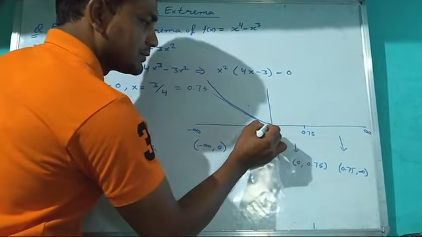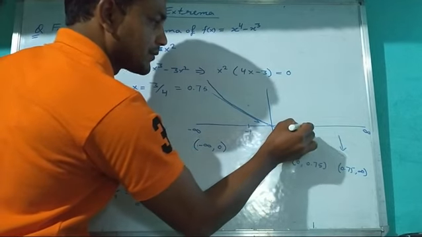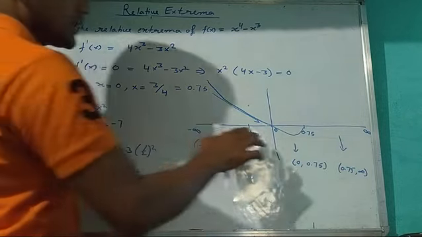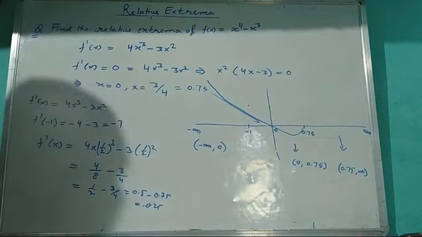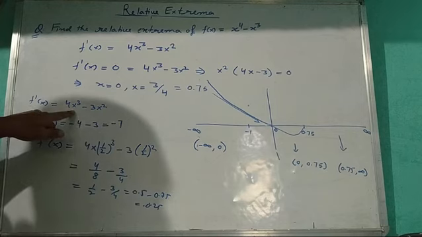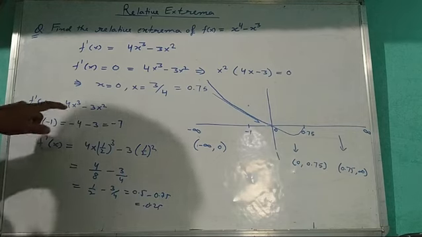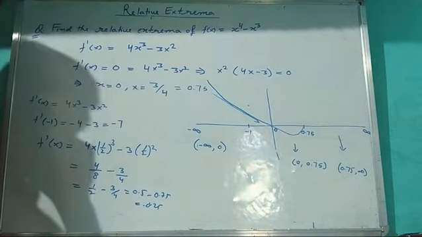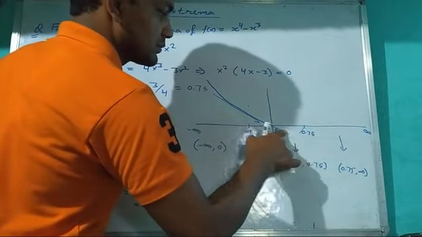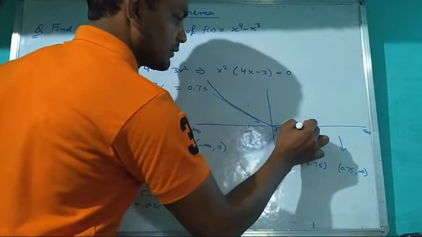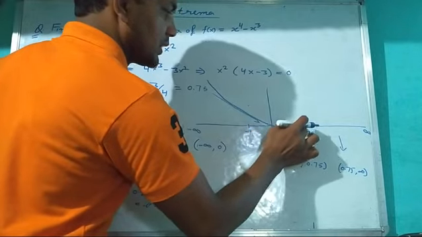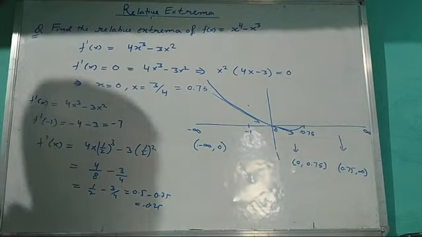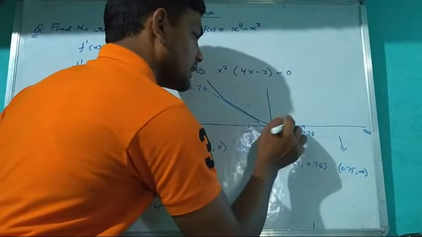It means the graph is like this. At 0 the value of the function is 0. Between this interval the slope is negative, and between this interval the slope is also negative.